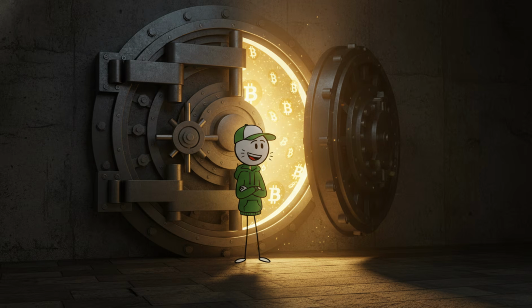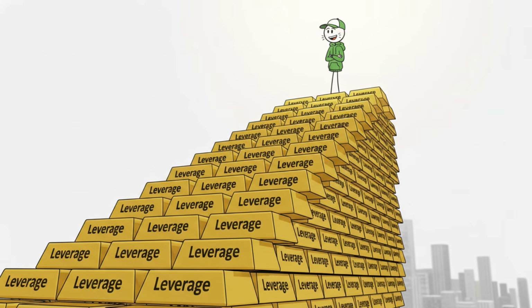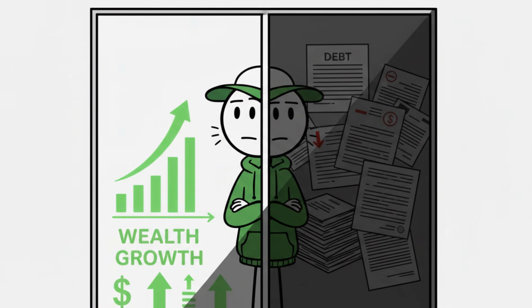Because the system is decentralized, no single person or institution can control it, freeze your account, or print more Bitcoin whenever they want. There will only ever be 21 million Bitcoins in existence. Scarcity is built into the code. That's why people call it digital gold.